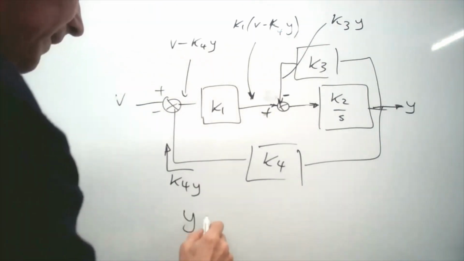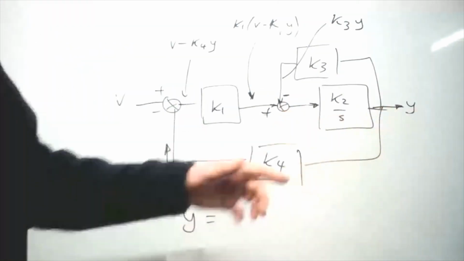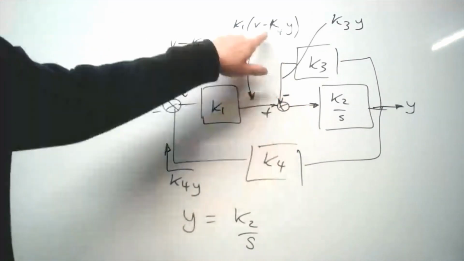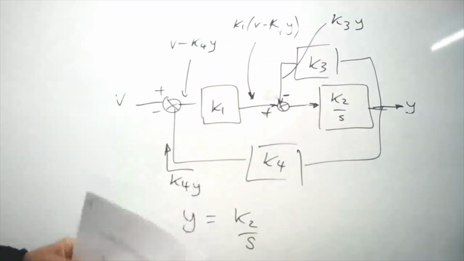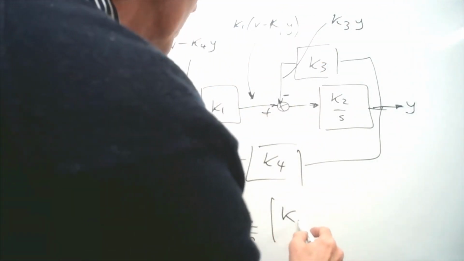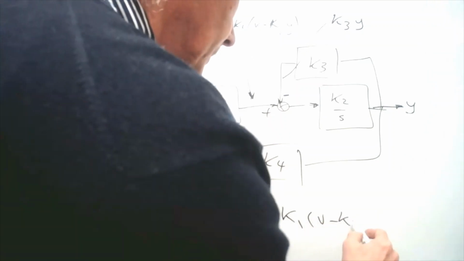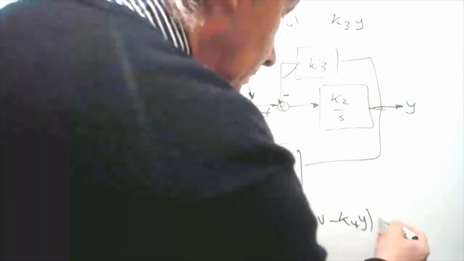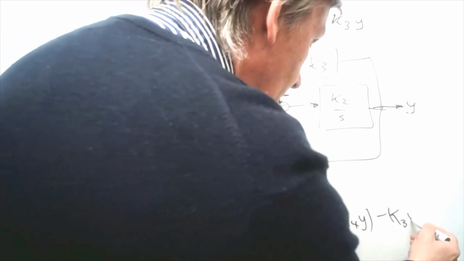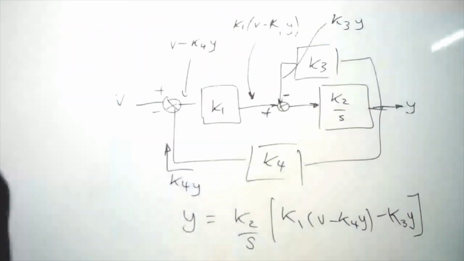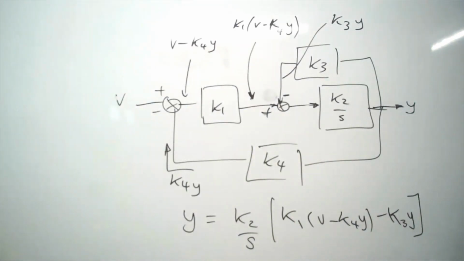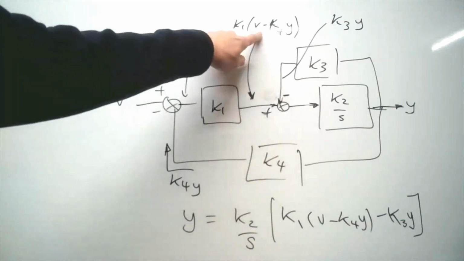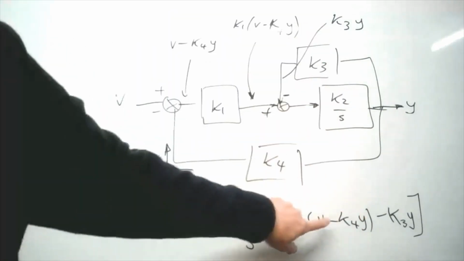So the equation will be Y equals, that's this signal here, which is K2 over S, multiplied by this signal here. Now this signal is this one minus that one. So it's going to be multiplied by K1 V minus K4Y minus K3Y. So there's our little equation now, describing what's going on in the system. That signal there, the Y, equals this one times that, and that signal there is this one plus this one minus that one.